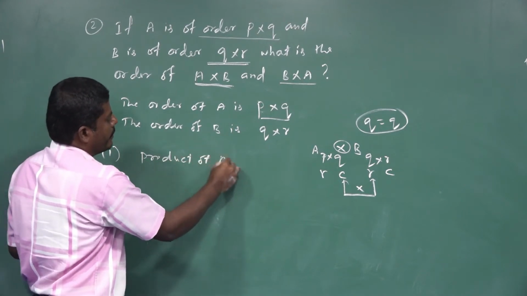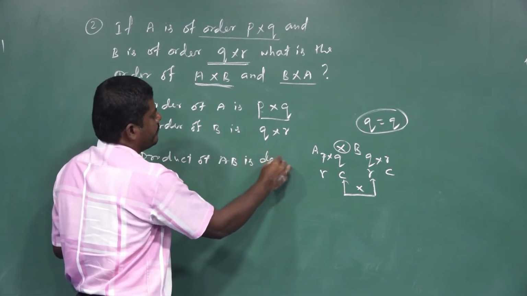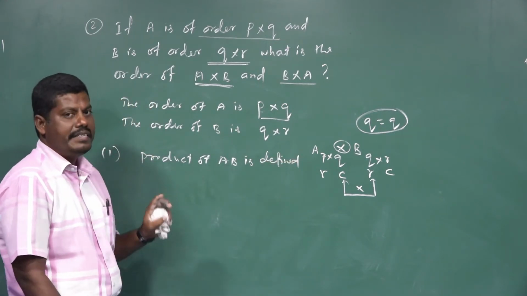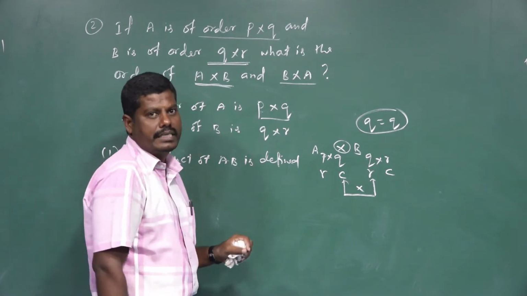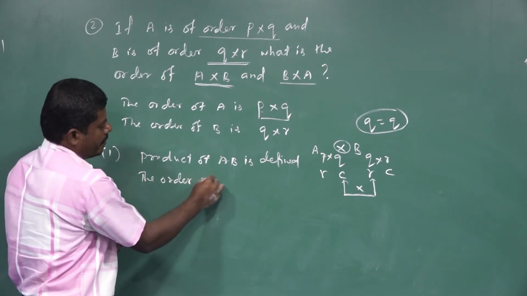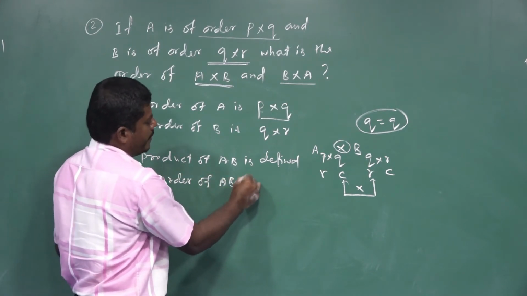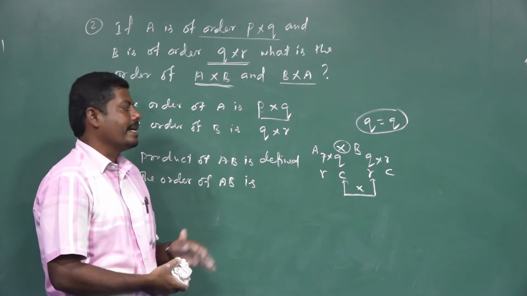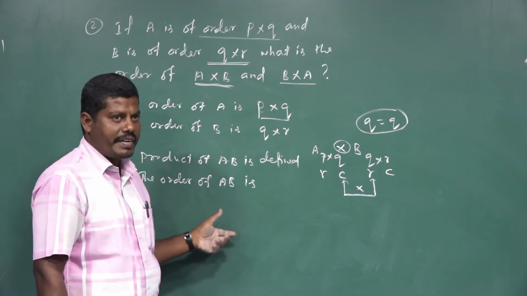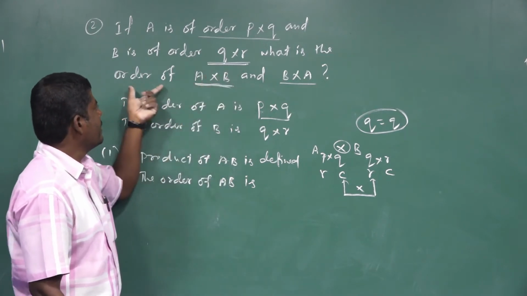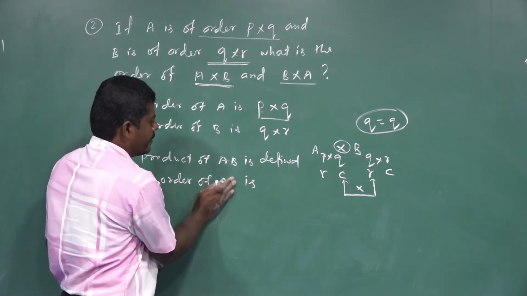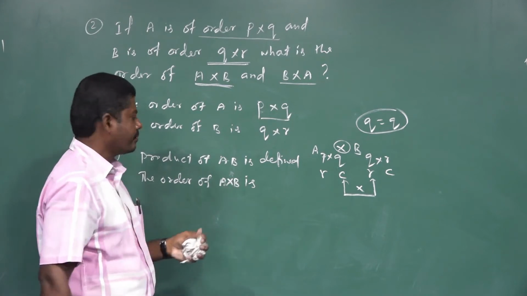Product of AB is defined. Or product of AB is possible. So product is possible. Understand? Product possible means we get one result matrix also. What is the order of the result? We want to find out now. That is our question. What is the order of AB? A multiply B. That means A cross B is nothing but AB.